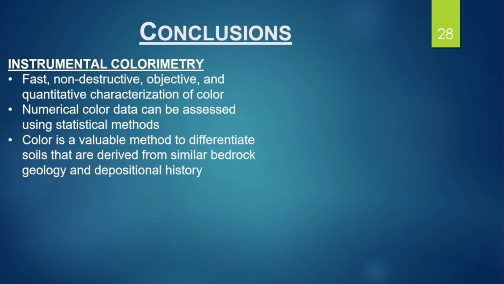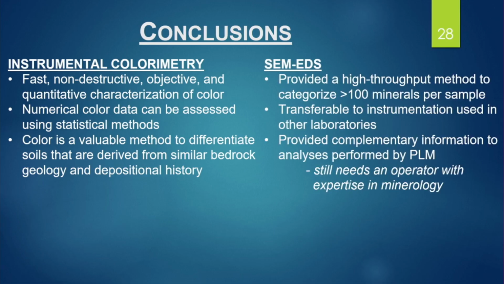So just to wrap up here, I know we've put a lot on you. So instrumental colorimetry is fast, it's non-destructive, and it gives that quantitative measure, which can be subjected to statistical analyses. The SEM-EDS is a very fast and effective way to screen and quantitate hundreds to thousands of minerals. It also can be transferred to instrumentation existing in labs, but it would need to be done by someone who has some expertise in mineralogy.